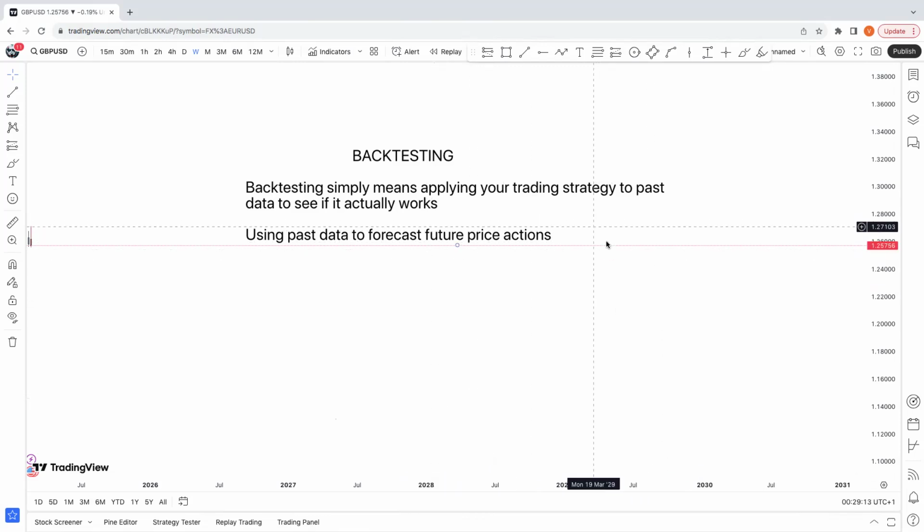So what is backtesting? It simply means applying your trading strategy to past data to see if it actually works, using past data to forecast future price action. Like I already said, price always repeats itself. That's why we have something called chart patterns, because patterns always repeat themselves. So if your strategy is also a pattern that occurs in the market, for you to have the confidence to trade it, you need to determine the win rate of that pattern using previous price action.